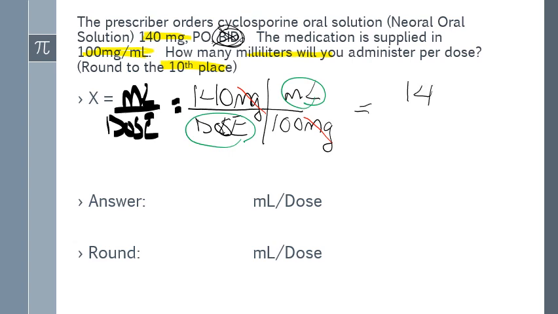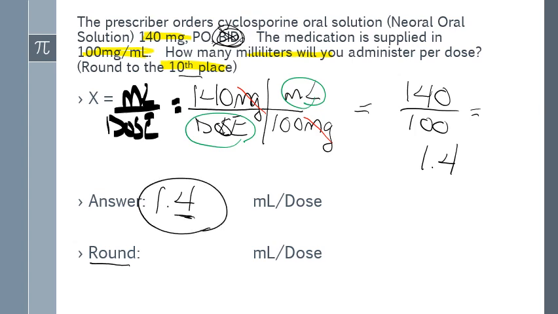So now we have 140 divided by 100. That is going to give us 1.4. Now this is a nice, beautiful problem because when we look at rounding, if we're rounding to the 10th, it works out just perfect for us. So there is our final answer, 1.4 milliliters per dose.